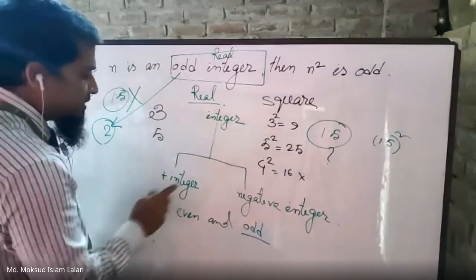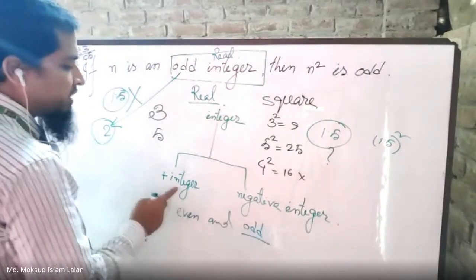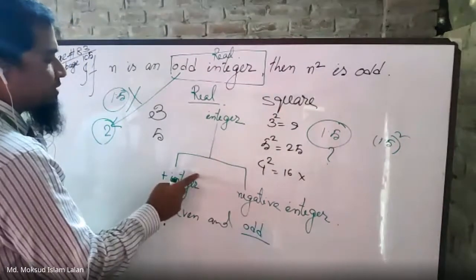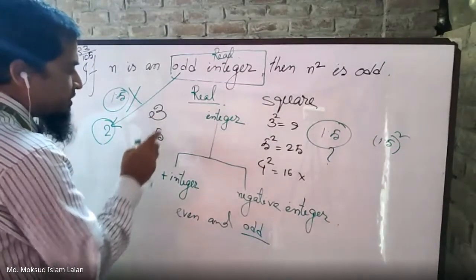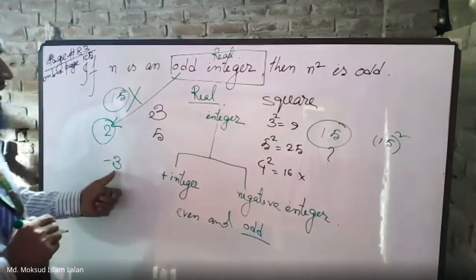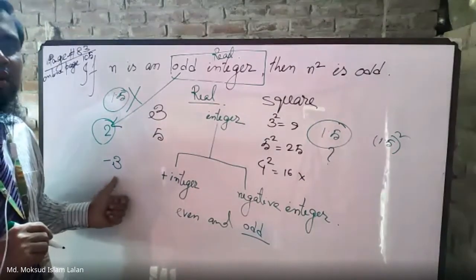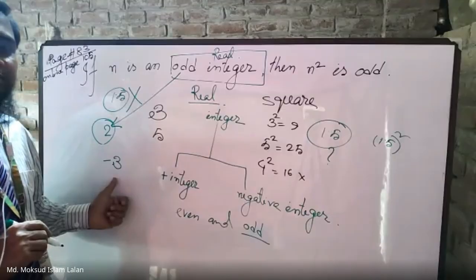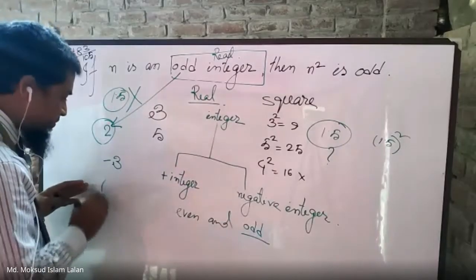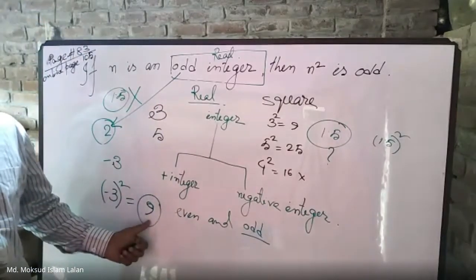So here integer, positive and negative. You can ask this question: positive integer, what about the negative integer? If you consider 3, then definitely negative 3 is a negative integer. Is it odd or even? You can determine this is an odd number, right? Yes, sir. Now if you consider the negative integer, its square, negative squared, is positive 9. Odd. This is also odd, right?